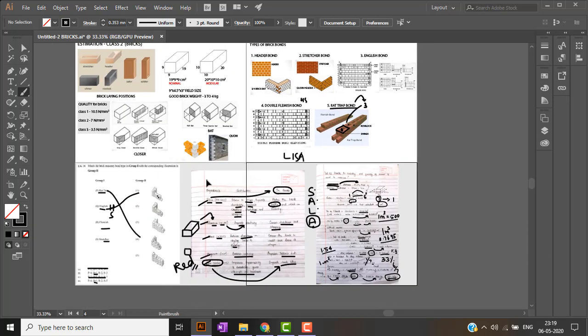So this was my class about bricks. We'll also see some problems from previous GATE question papers once I cover all the fundamentals like cement, brick, and the next class will be about steel. So I'll try to start the problems in the next lecture.